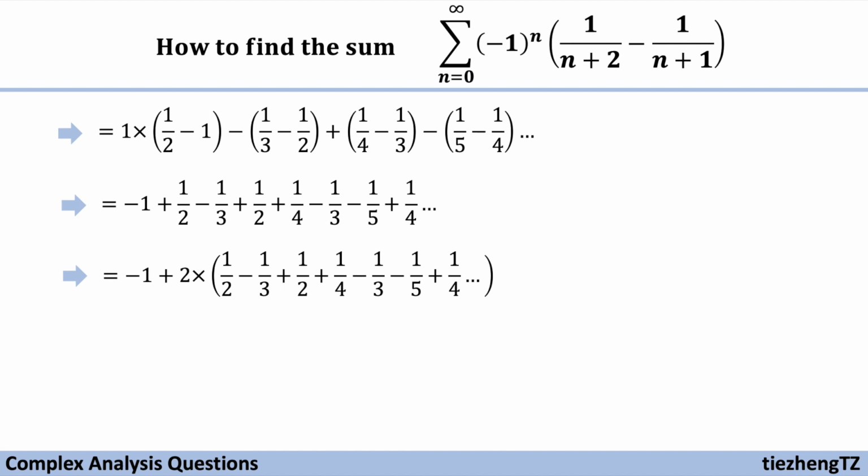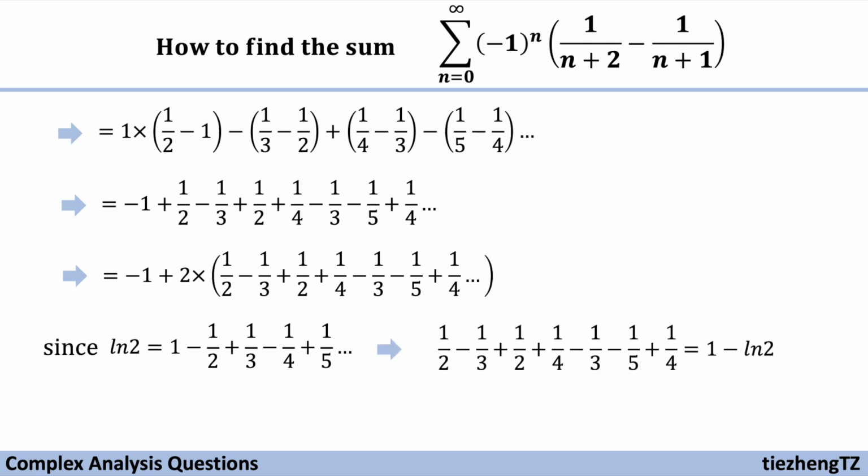And we also know that ln 2 equals 1 minus 1/2 plus 1/3 minus 1/4 and so on. Therefore, we can write down that these terms within the parentheses equal 1 minus ln 2. And the next step is we just substitute 1 minus ln 2 for those terms within the parentheses.